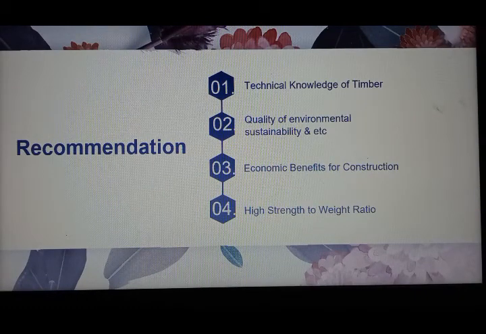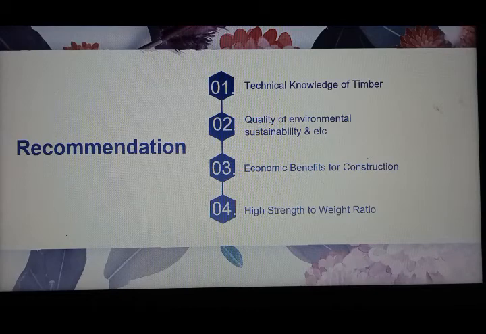Here is the recommendation that we need to do for the assignment and why we need to use timber as construction material. So the first one is technical knowledge of timber. The application of timber in construction requires a good technical knowledge of timber as its guiding factor. This includes detailed knowledge of the function of the structural unit and the specific properties of timber. The properties of timber also need to be related to the function of the structural unit.